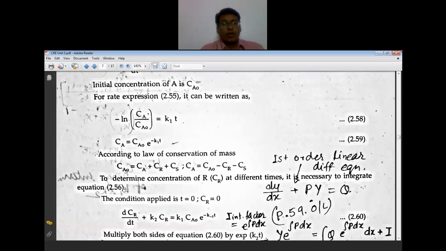Then according to the law of conservation of mass, Ca0 is equal to Ca plus Cr plus Cs. Whatever was there initially is being produced: how much Ca is left finally, how much Cr has been produced, how much Cs has been produced. So that is nothing but, next is the manipulation.